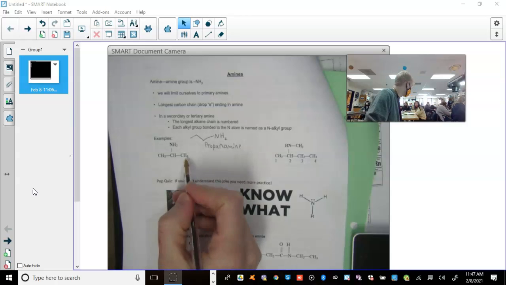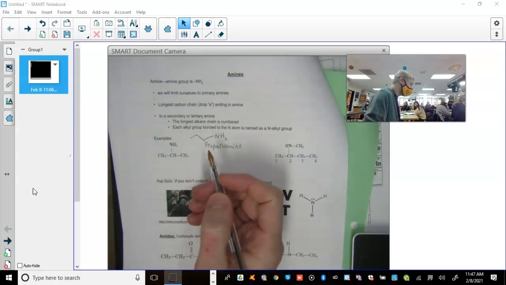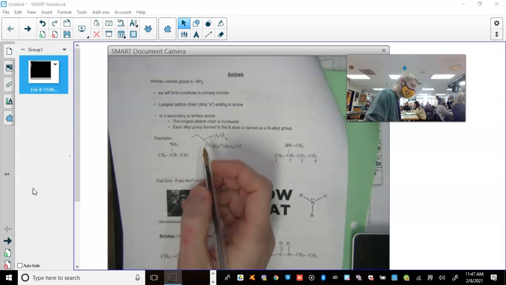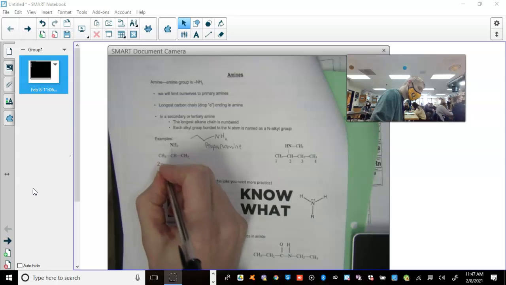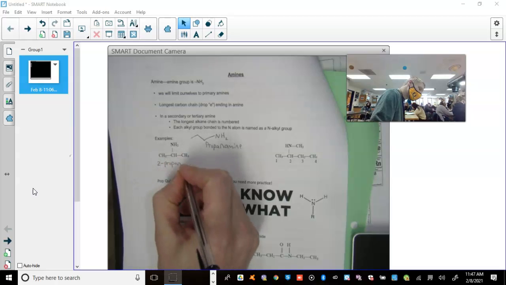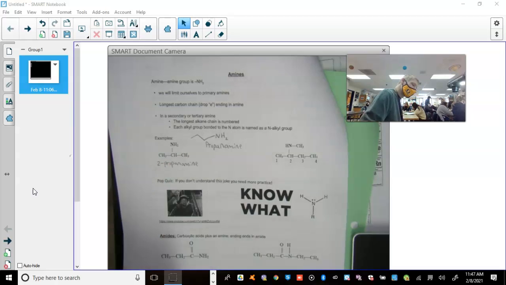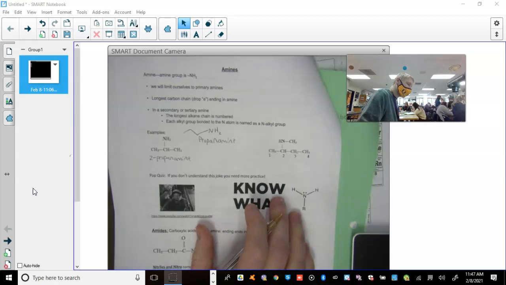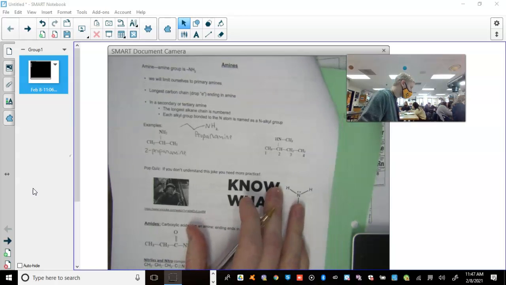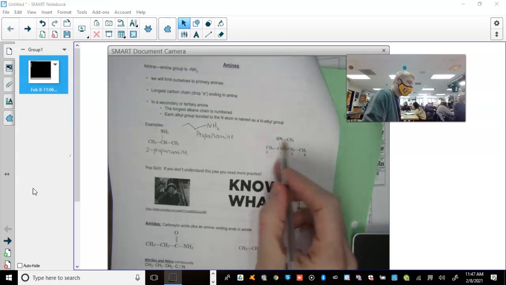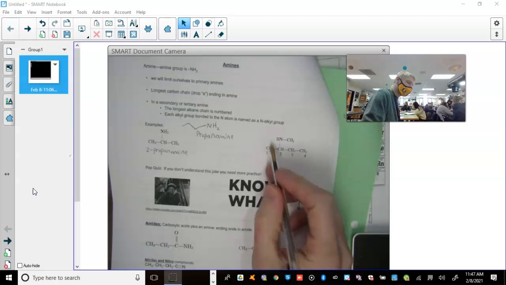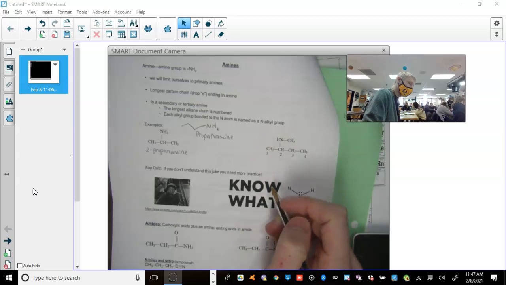And this is a propane again. But the amine is on the 2, so 2-propanamine. All right. And if that wasn't hard enough, let's just jump to the hardest one. So here an amine is in between a carbon chain, which is kind of goofy, but it can happen.